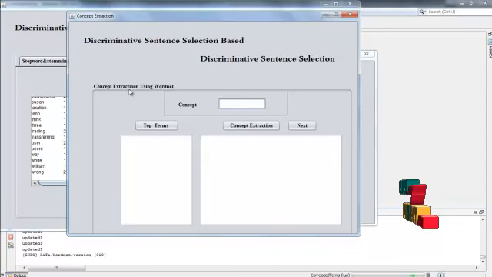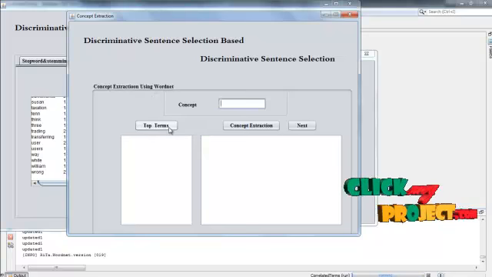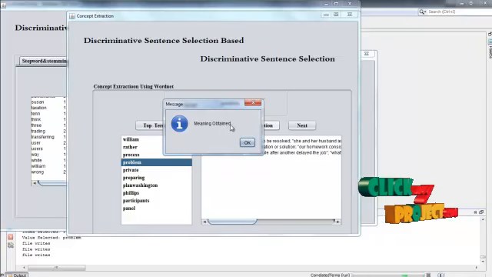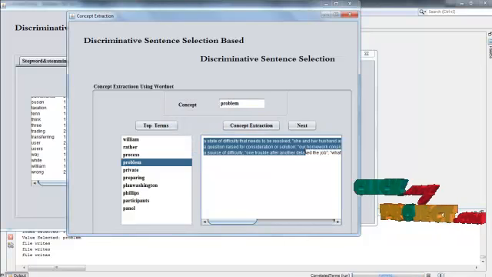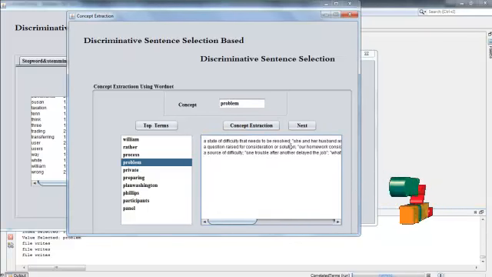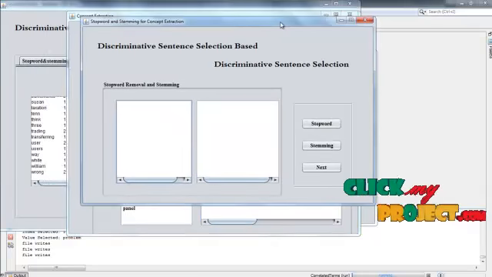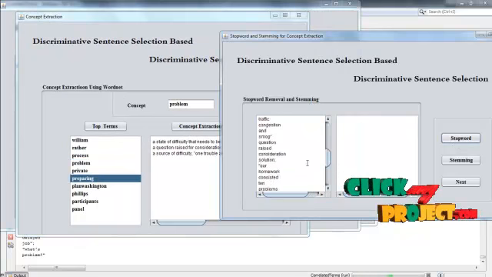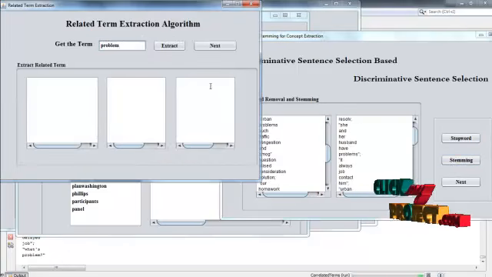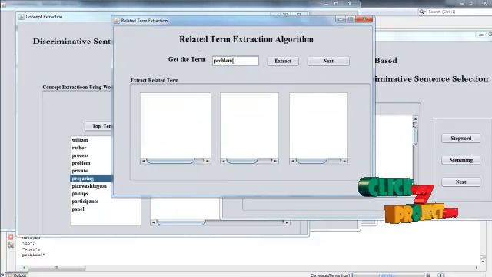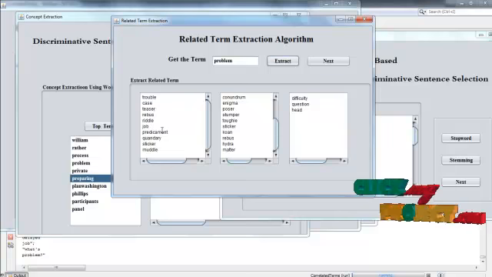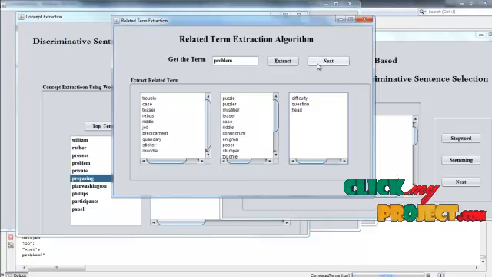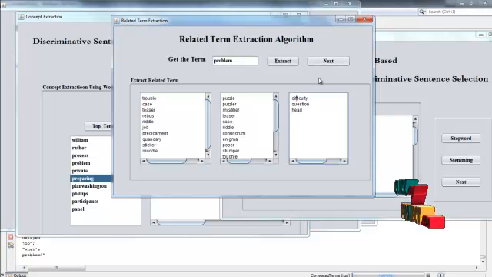Next I am going to show a concept extraction method using WordNet. Here I am going to choose any one word, and I can obtain a meaning for that. Next we have to perform stopword removal and stemming for the obtained top 10 results, which is the same as the above process. Next is the related term extraction algorithm. I chose the word problem, and I can extract similar results for that word. Up to this, the correlated term function is performed to define the correlated terms.